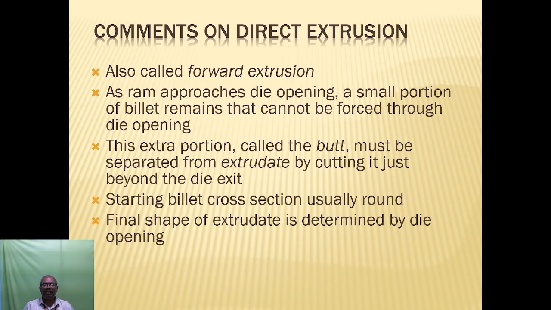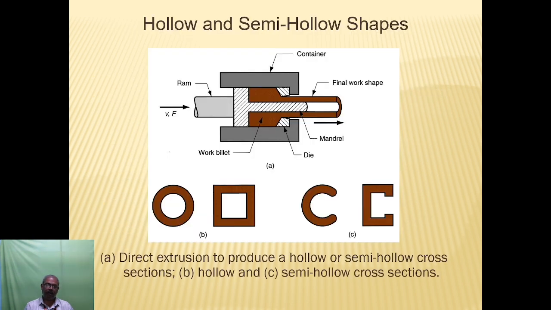As the ram approaches the die opening, a small portion of the billet remains that cannot be forced through the die opening. This extra portion is called the butt, and must be separated from the extruded product by cutting it just beyond the die exit. The starting billet cross section is usually round. The final shape of the extruded product is determined by the shape of the die opening. If you want to make hollow or semi-hollow shapes, you can use this kind of direct extrusion also.